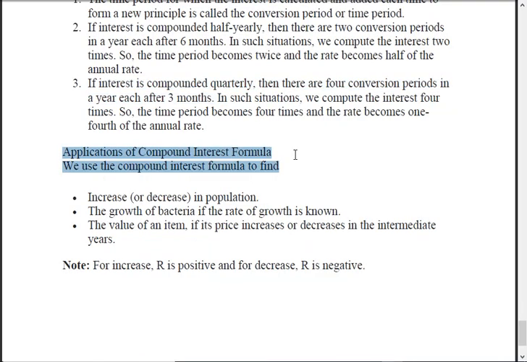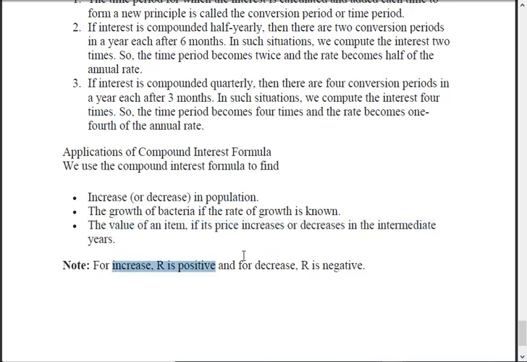Where is the compound interest formula applicable? Generally for increase or decrease in population. The problems which you get for increase or decrease in population, there you use this formula. Growth rate of bacteria, these problems you generally get. The value of an item, if the prices increase or decrease in the intermediate years, means in between. Say the cost of the fridge was 10,000 5 years back. Now in the third year it increased by 10%, and in the fourth year it increased by 15%. So that becomes a compound interest problem.